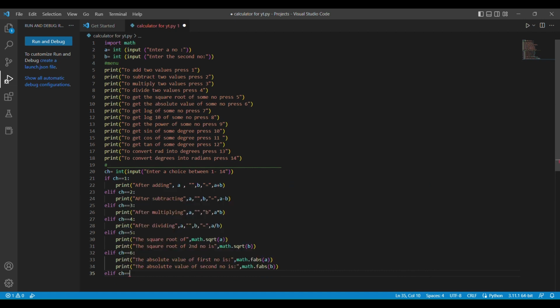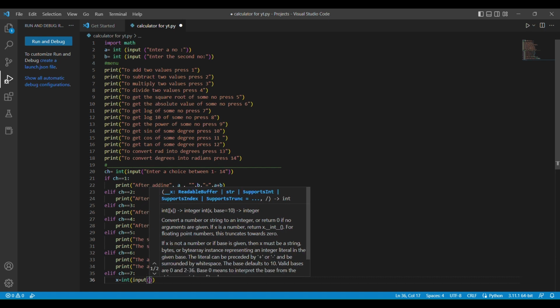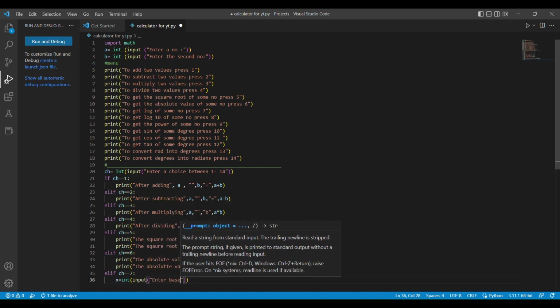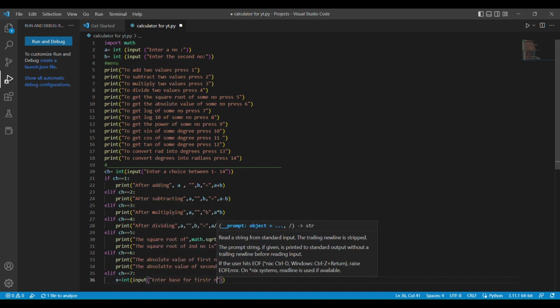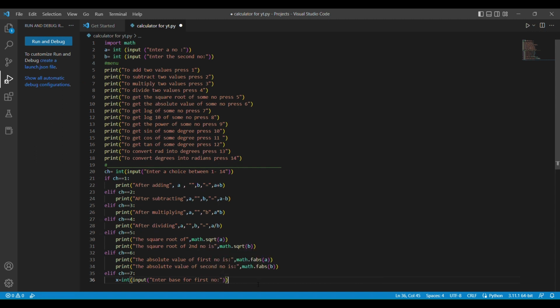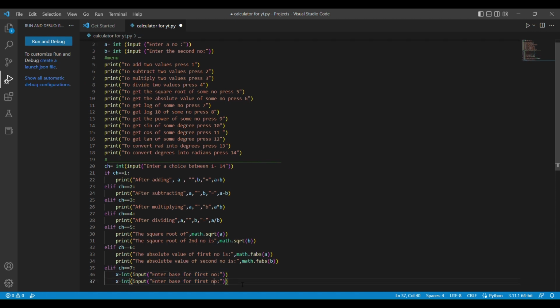Now let's write for ch is equal to 7. For ch is equal to 7 we have the log of some number. For the log command we first have to use the number on which we have to get some base. So for that let's get some base. x is equal to int input, base for first number. So let's copy paste it. Okay, let's just change that variable.